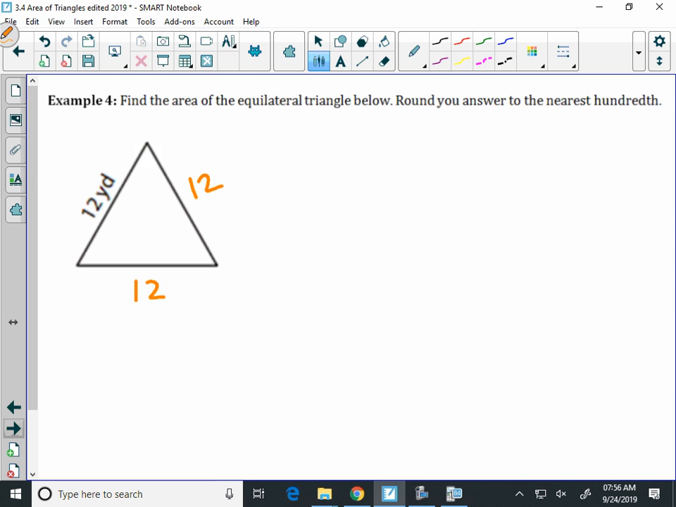Equilateral triangle, also an acute triangle. So the height is inside that triangle. So we're finding the area, 1/2 base times height. Okay? What's my base? 12, right? Can't really go wrong. It's the bottom side. I always like to think of the base as the bottom. So I know my base is 12.